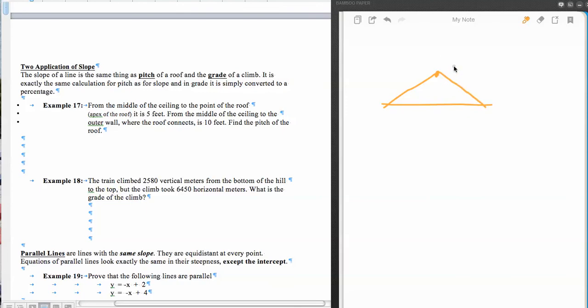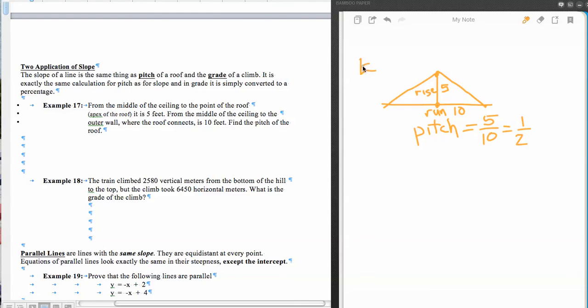From here up to here, it's 5 feet. And then from the middle of the ceiling, right here where this hits, over to the edge of the roof over here, this is 10 feet. This is our rise, and this down here is our run. So the pitch of this roof, which is the same thing as the slope, is going to be rise over run, which is 5 over 10. So we have a pitch equal to 1 over 2, or a pitch of 1/2.